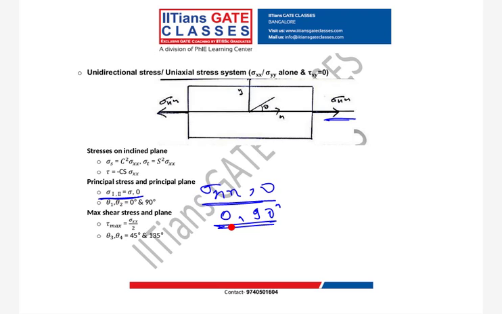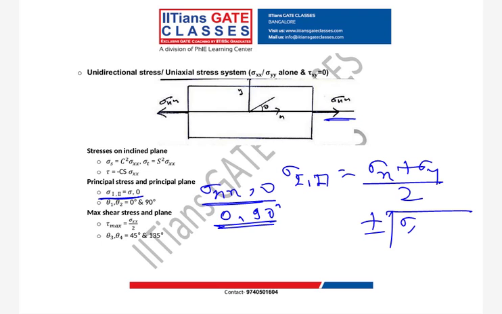Now you will tell how I will get this from the formula. What is my principal stress formula? It is (sigma x plus sigma y) by 2 plus minus the square root of ((sigma x minus sigma y) by 2) whole squared plus tau xy squared. Now in this formula substitute sigma y 0 and tau xy 0. What will you get? One will be sigma x, another will be 0. Is it clear?